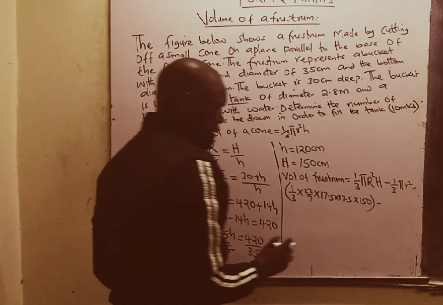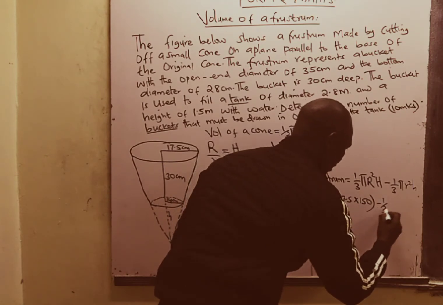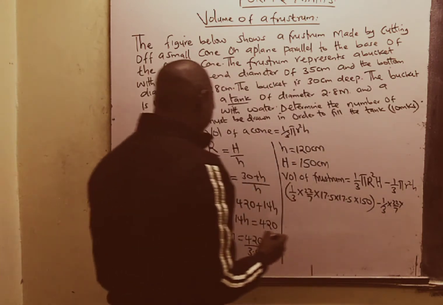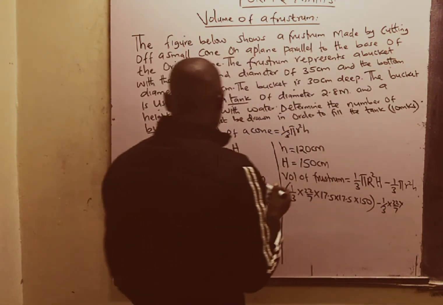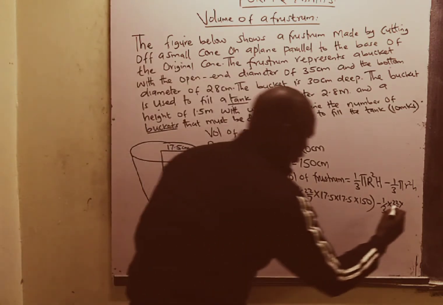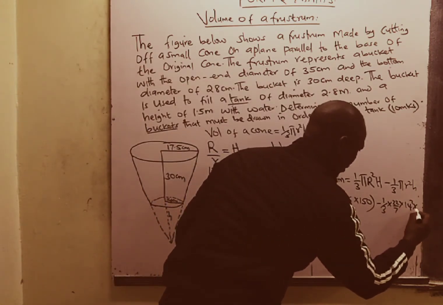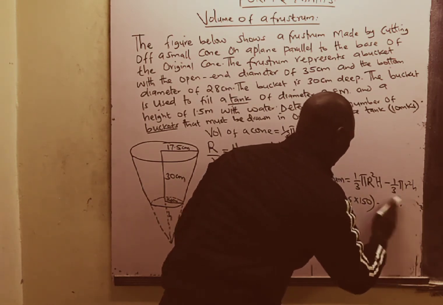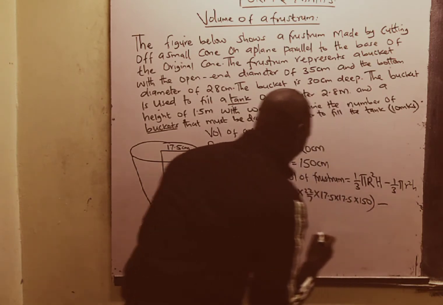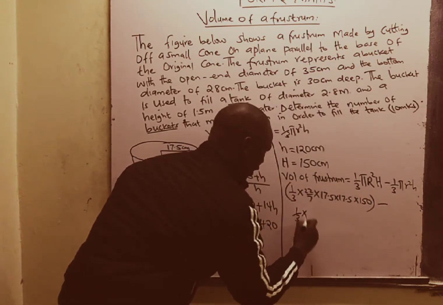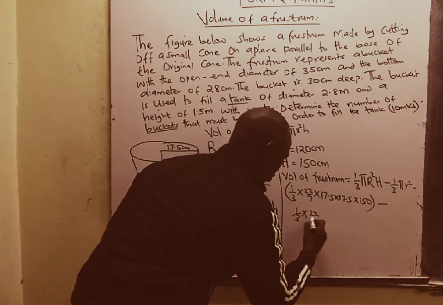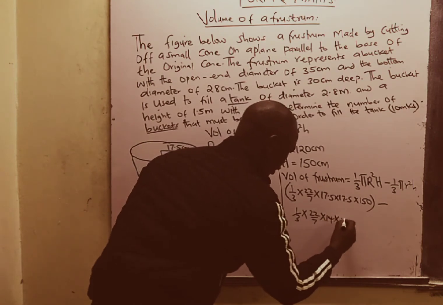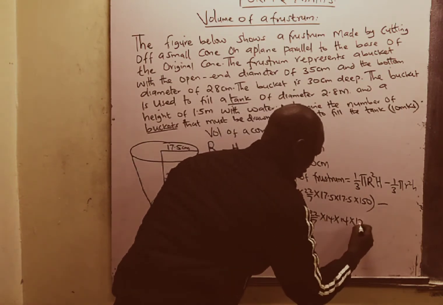minus 1/3 times 22/7 times our radius squared, and our radius for the smaller cone is 14 centimeters, so it is going to be 14 squared times the height, which is 120. That space is not enough, so we can say minus 1/3 times pi, which is usually 22/7, times the small radius 14 times 14 times the small h, which is 120.